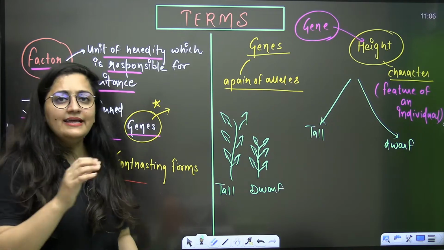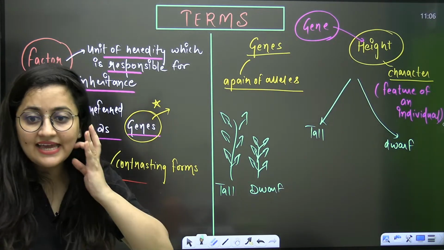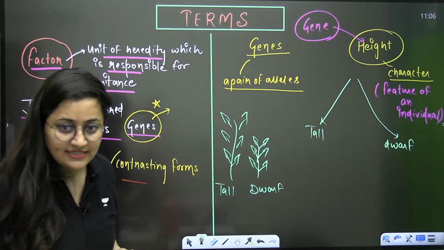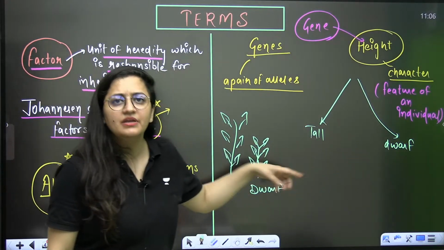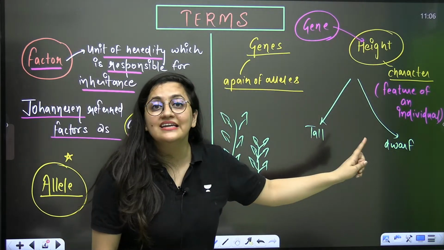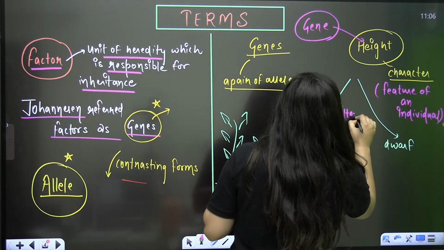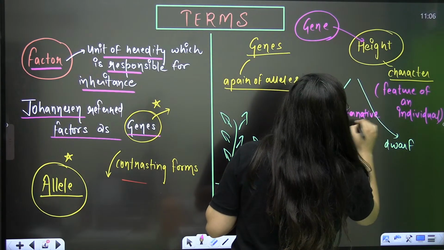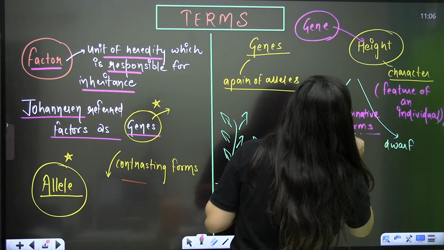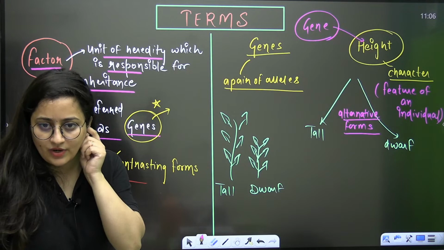So basically height is a character, but height can have some forms as well. Height can have alternate forms, isn't it? A plant, or a person, can be tall or dwarf. So when you talk about these alternative forms of a character, that is basically a trait. These are the things that you need to understand.